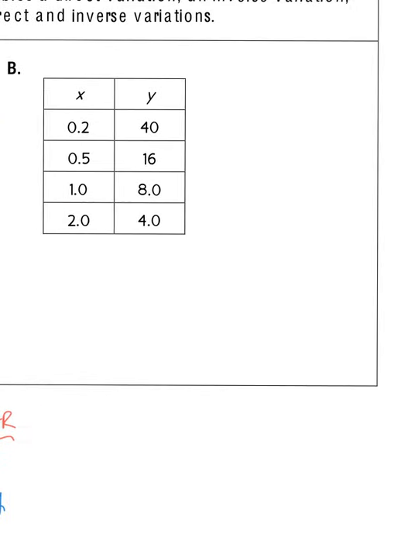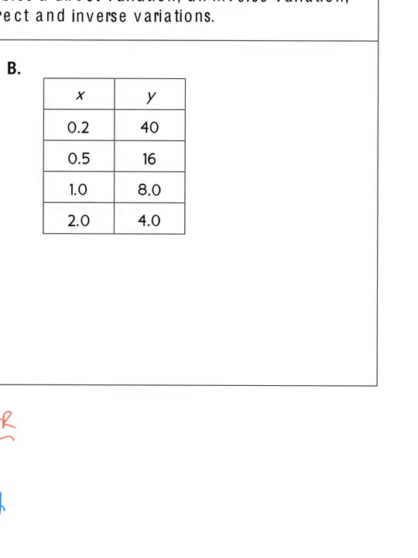So for B, I want you to try dividing. First, take your y and divide it by your x. Let's say that you take 40 divided by 0.2, and you get 200. If when you divide 16 by 0.5, you don't also get 200, you don't have to test every one, right? So then you would go to multiplication.